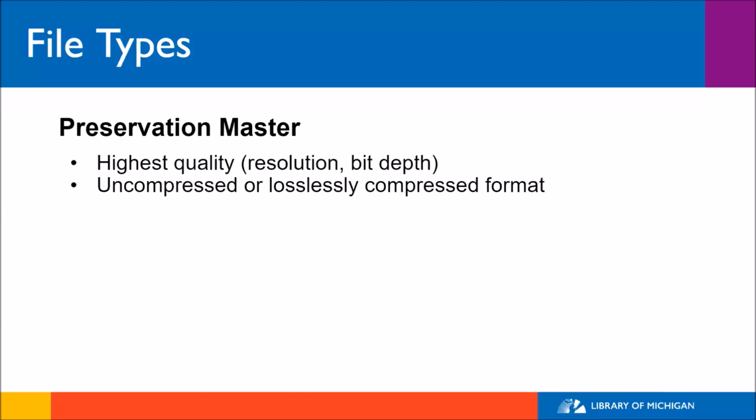Now, when it comes time to select your file formats, you'll have a few decisions to make. It is recommended that you have at least 2, possibly 3 files for each original: a preservation master, a production master, and an access copy. Each file type will have its own use, and you'll determine what level of adjustment is needed for each.